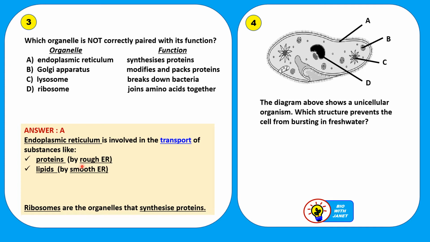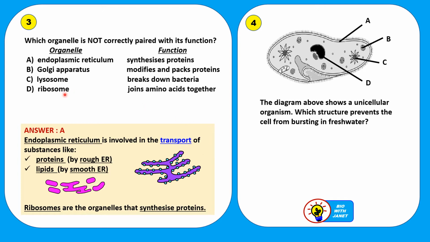Proteins are transported by the rough endoplasmic reticulum, and lipids and glycerol are transported by the smooth endoplasmic reticulum, okay? This is the rough endoplasmic reticulum, and this is the smooth endoplasmic reticulum. So for proteins, what are the organelles that synthesize the proteins? It's actually the ribosomes, either the ribosomes attached to the rough endoplasmic reticulum, or ribosomes that are suspended freely in the cytoplasm.